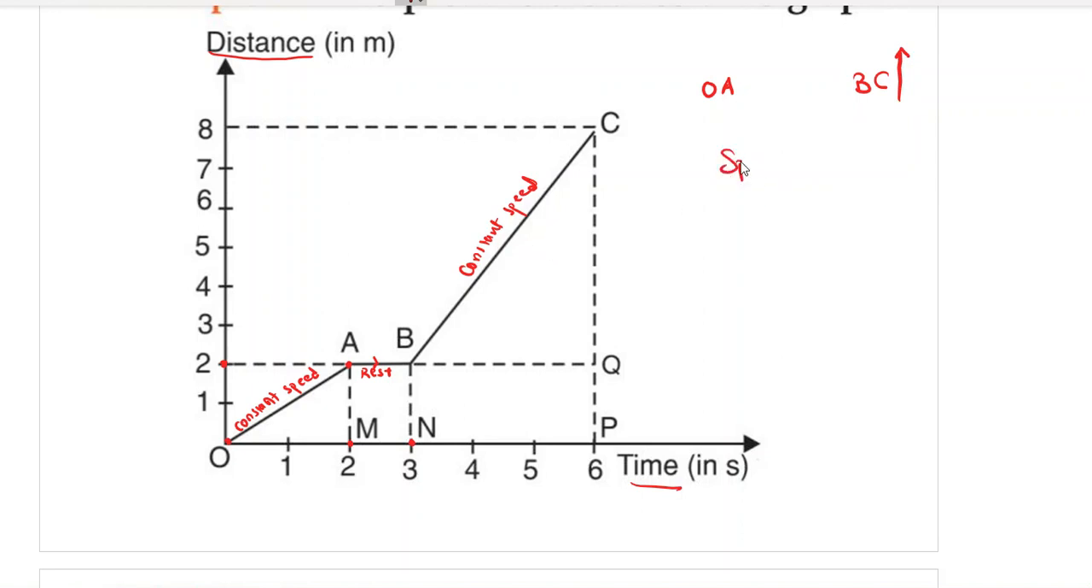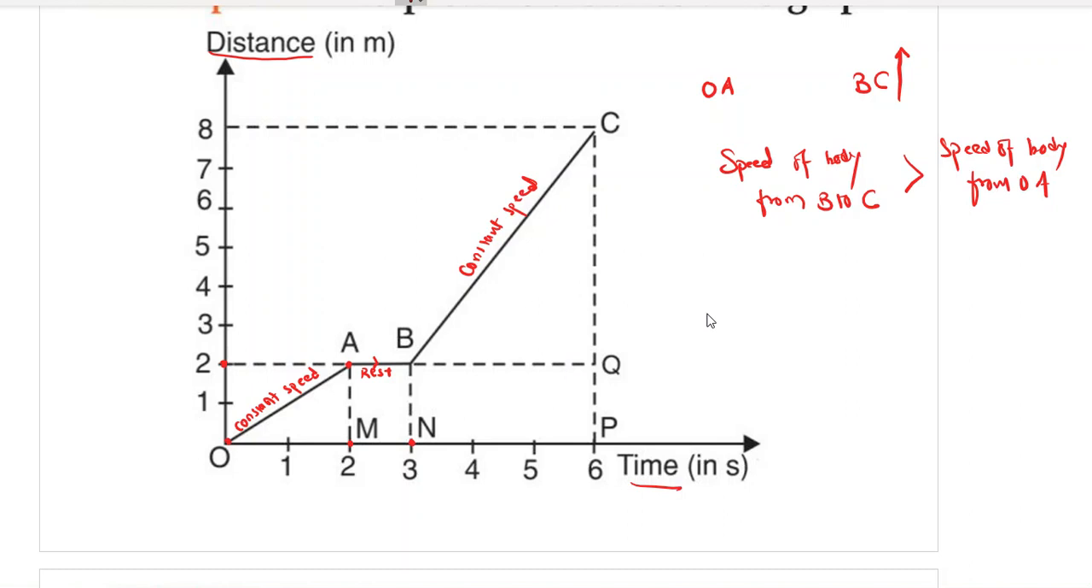Okay, the speed of the body from B to C is greater than the speed of the body from O to A. Correct? So this is how you interpret the graph. Now you can do one more thing.